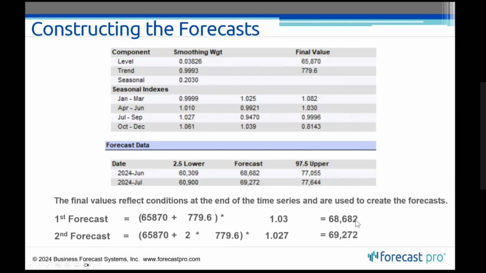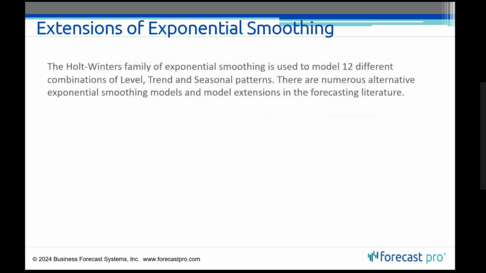And as mentioned before, the output is not only the forecast, but also these final values, because this tells you stuff about your data. What is the trend? You know, we're going up by 779 units a month. What does the seasonal pattern look like? Which months are good months? Which months are not so good months? So there's interpretation here, and that's nice. Okay, so that's the basics of the Holt-Winters family of models. And there are numerous extensions to the Holt-Winters family. And we have a certain amount of time left, so I'm going to talk a little bit about them.